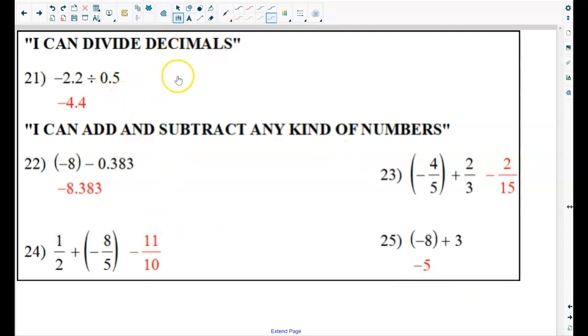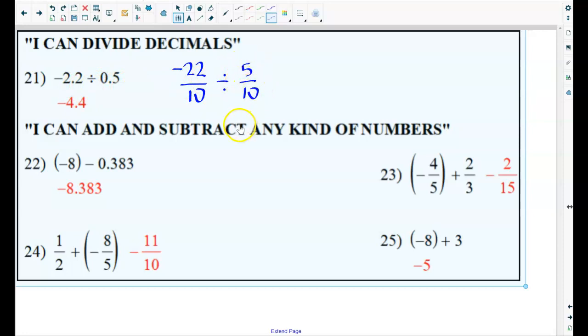Alright, so in this case, this can get pretty serious and intense, so I'm going to offer it 2 ways, okay? Depending on what you're comfortable. You guys can look at this as negative 22 tenths divided by 5 tenths. Okay? This is if you like the keep, change, flip, it's ready to go.